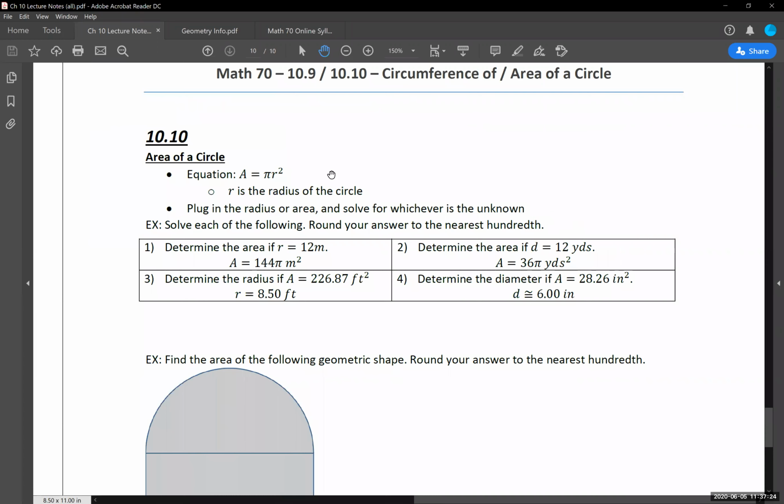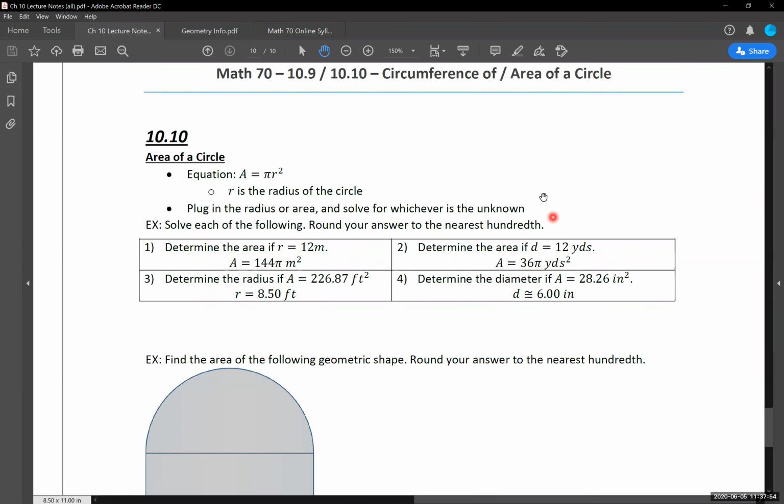So 10.10 is having us work with the area of a circle. And our equation for the area of a circle is the area is equal to pi times the radius squared. So A equals pi r squared, where r is the radius. Very similar to what we just did with the circumference. We're going to be plugging in the radius or the area, and we're solving for whichever is the unknown.